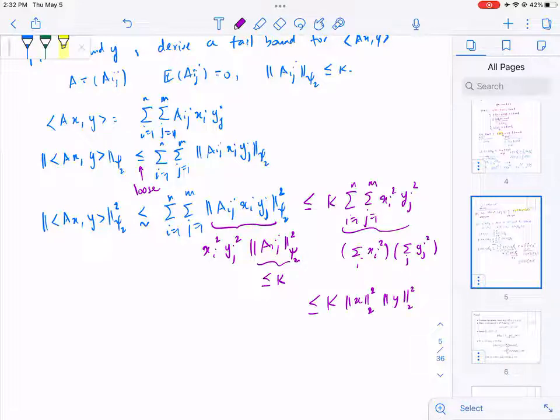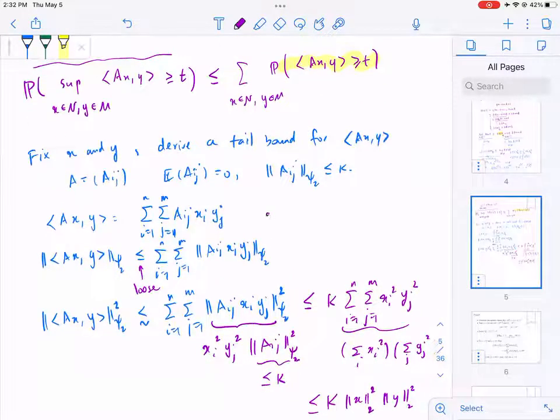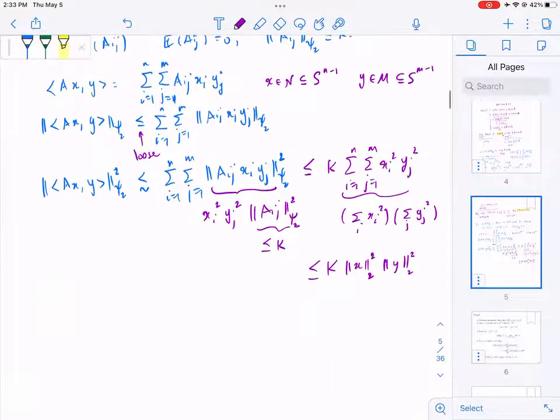So what are these norms? They're on the sphere. You're assuming that x is on the net, which is a subset of the sphere in n-dimensional space, and y is also on the sphere. By assumption, our nets are inside the set. So these are both 1. The amazing thing is that the sub-Gaussian norm of this complicated sum, as long as x and y are on the sphere, is no worse than the sub-Gaussian norm of the individual terms.